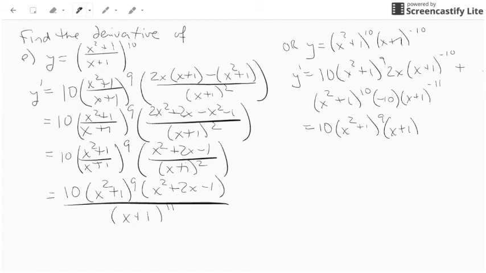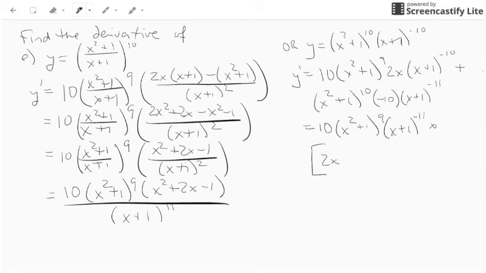So negative 11. Now, this is all going to get multiplied by, well, what am I left with? Out of that first term, I took out the 10, the x squared plus 1 to the 9, so that is going to leave me with 2x. And then I took out the x plus 1 to the negative 11, so that's actually going to leave me with x plus 1 to the 1.